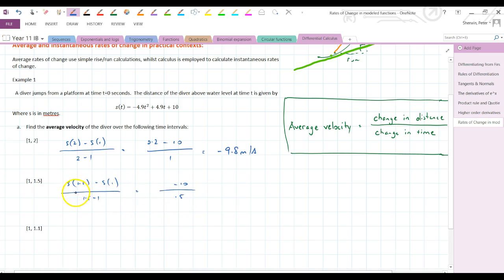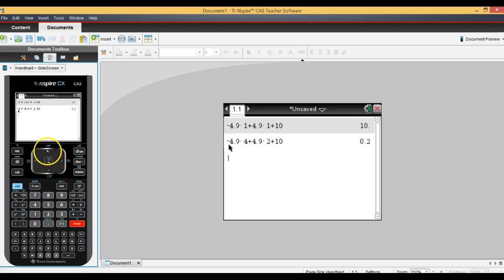So now I just need to work out s(1.5). So I go back into my calculator and I arrow back up and I select that. I hit enter. Now I go back through here, and in fact now I'm going to put in a little 1.5 squared. Thank you. Minus 4.9 times 1.5 squared plus 4.9 times 1.5, so I'm going to put a 1.5 in there, and then plus 10, and I get 6.325.